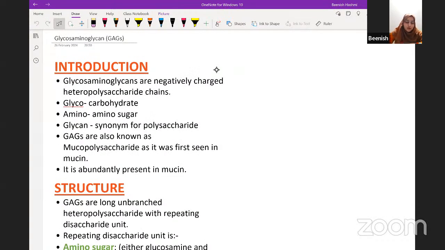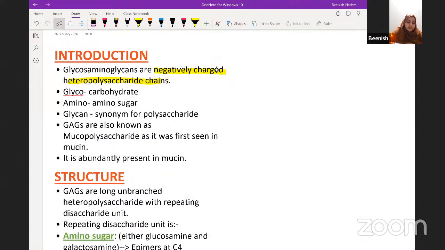Okay. So talking about GAGs or glycosaminoglycans as they are called, they are negatively charged heteropolysaccharide chains. Heteropolysaccharides we've already discussed in the chemistry of carbohydrates. So you know that heteropoly means many, saccharide means sugar. So many sugars, but many different sugars. Hetero, and not same. So when many different sugars are arranged together, they form glycosaminoglycans and they are negatively charged.